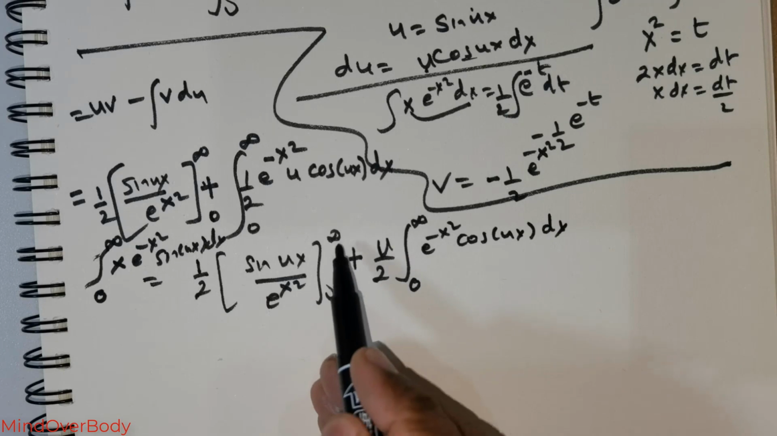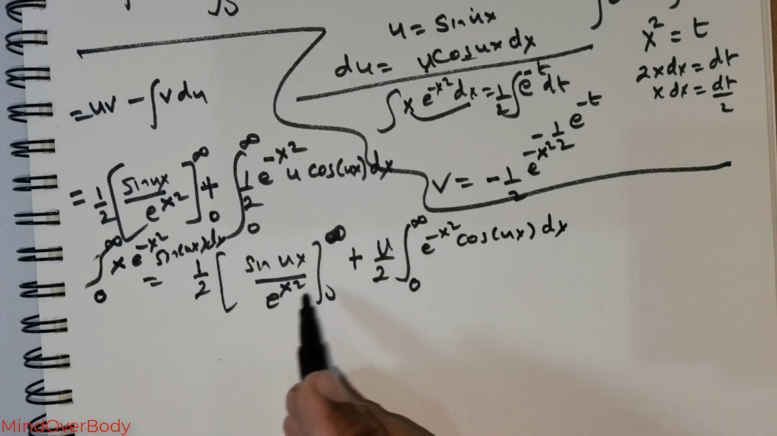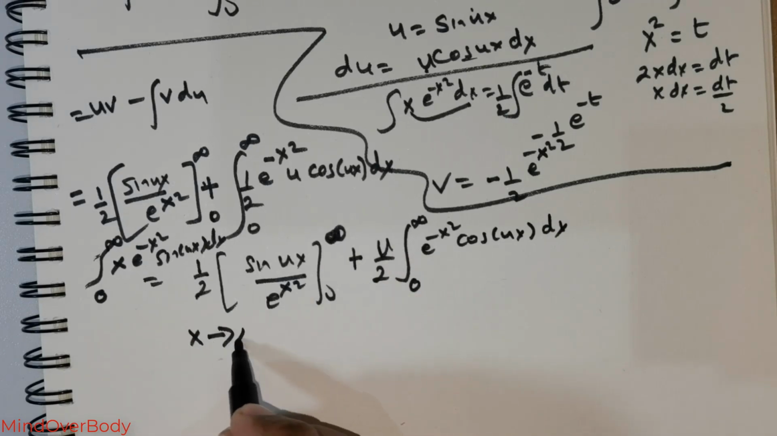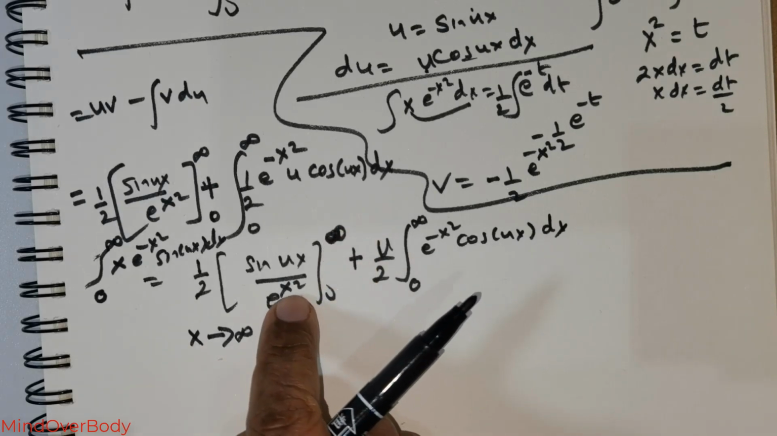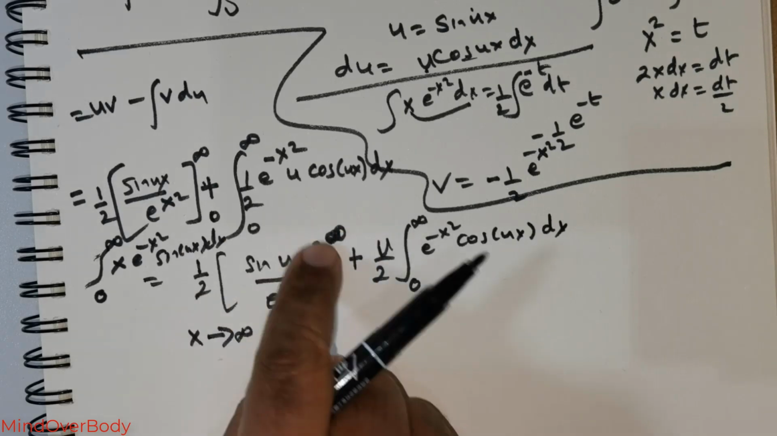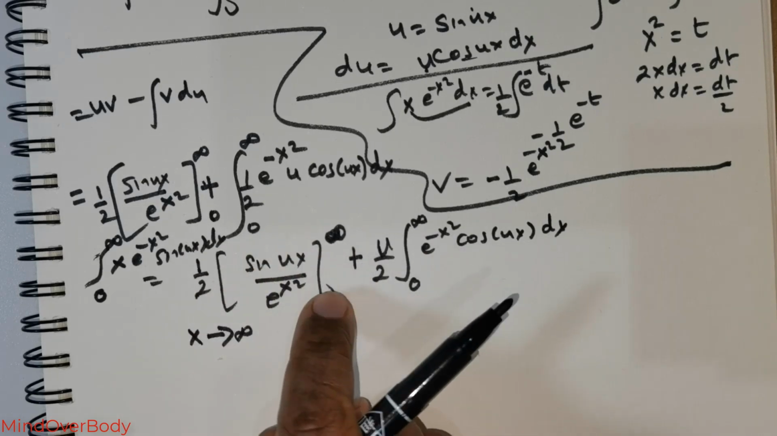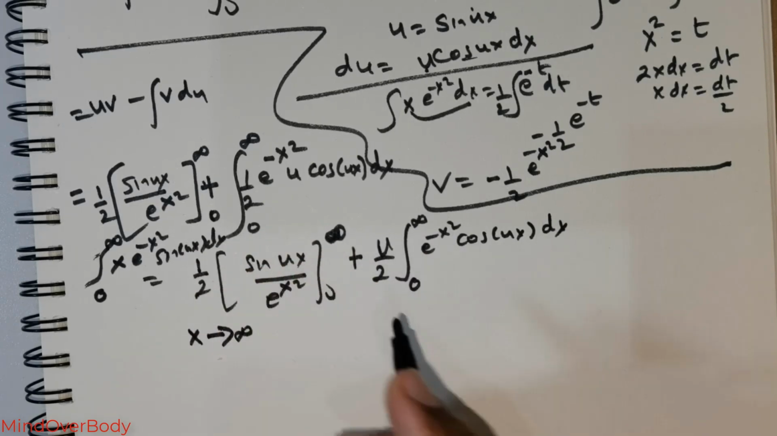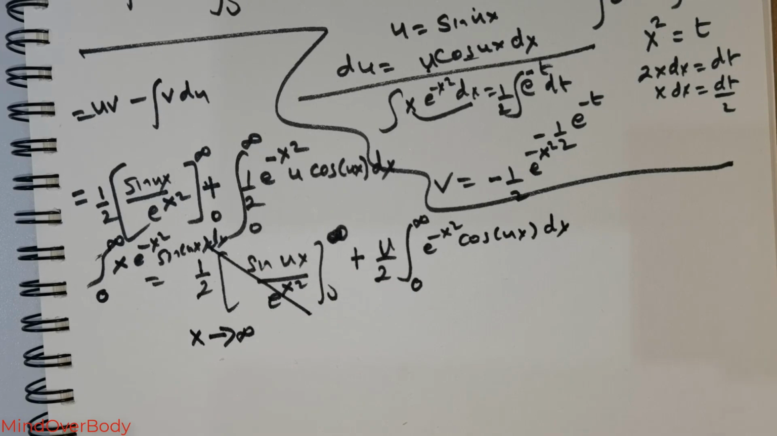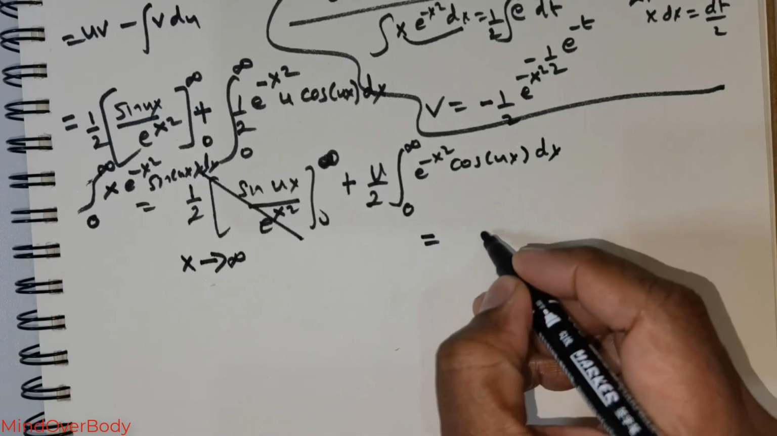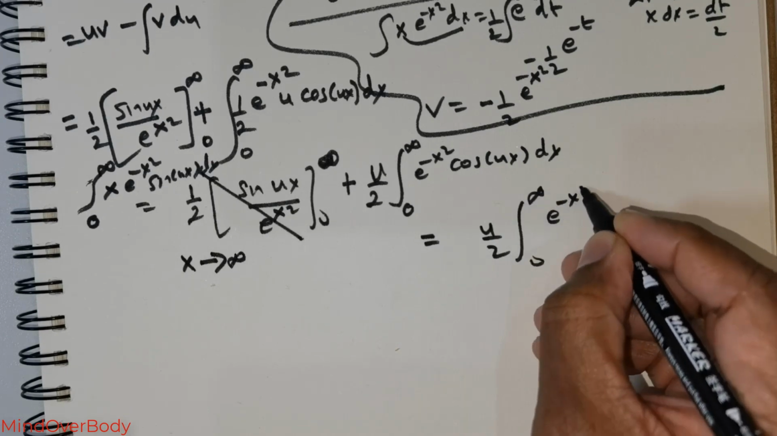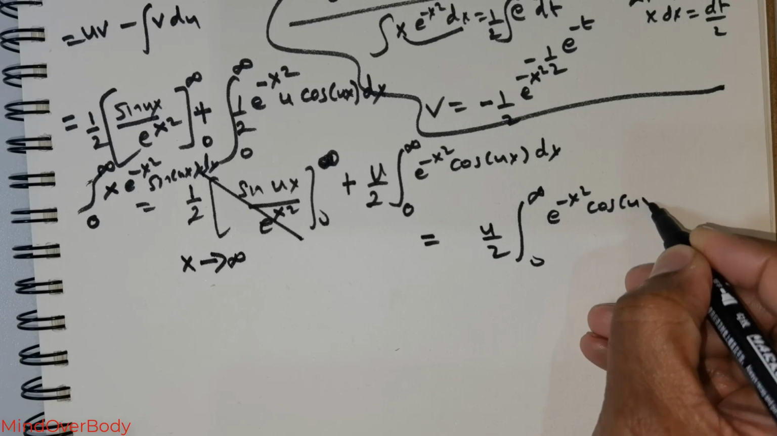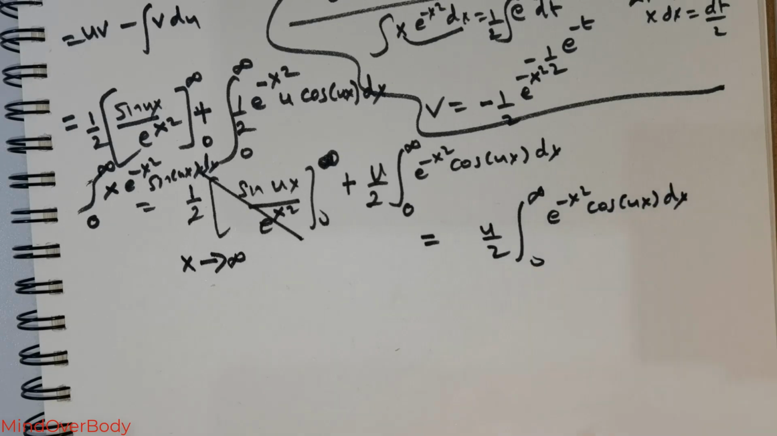Now if I were to apply the limits, I have to allow x to tend to infinity. When x tends to infinity, e raised to the power of infinity is in the denominator, so that's going to be 0, and at the lower limit sine of 0 is also 0, so this entire term will vanish. So we are left with u over 2 integral 0 to infinity e raised to the power of negative x squared cos of ux times dx. This is what we are left with.